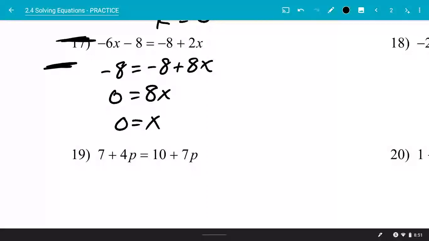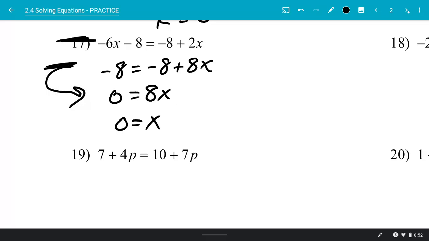I said I moved the smaller one, right? I always deal with my variable first. I move the smaller one. Which one's smaller, 2x or negative 6x? So I added 6x to both sides. Do you see it? 2x plus 6x is, that's all I did. All right, how do I get to this line?